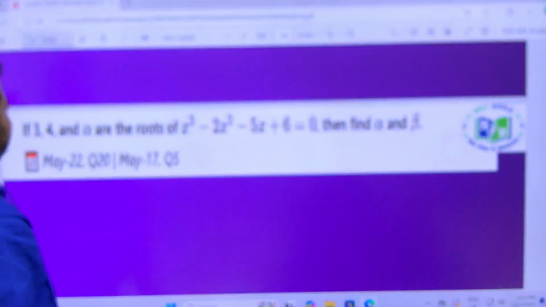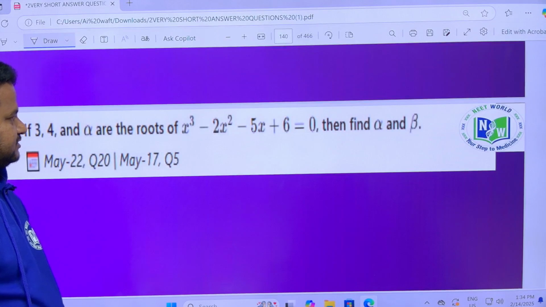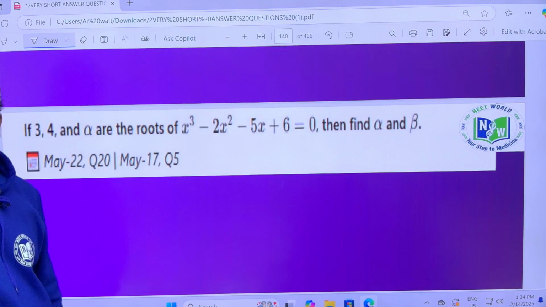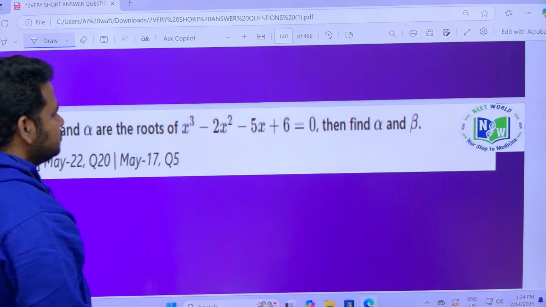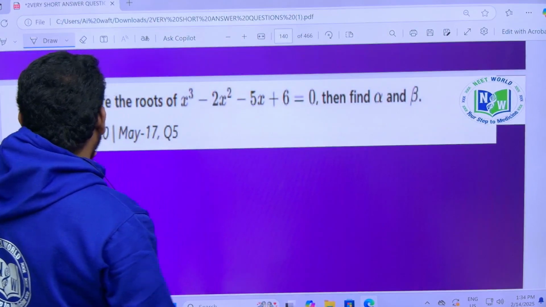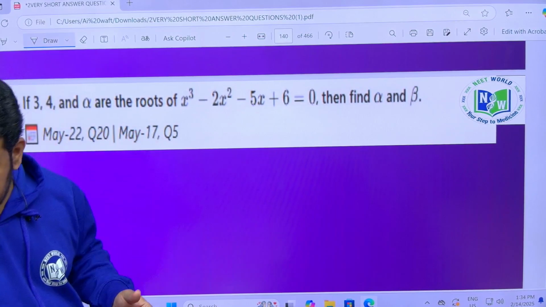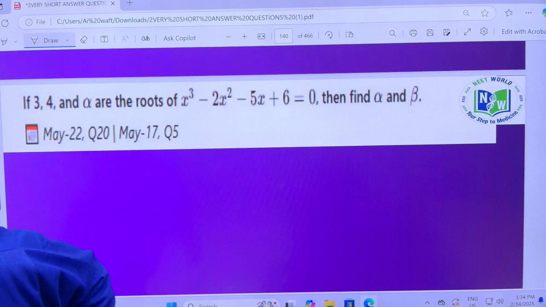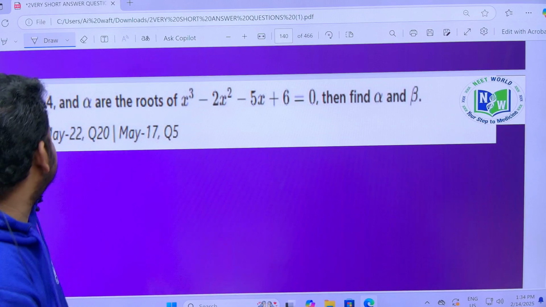If 3, 4 and alpha are the roots of the equation x cube minus 2x square minus 5x plus 6 is equal to 0, then find alpha and beta. Okay, then find alpha and beta. So this is the question. If 3, 4 and alpha are the roots of the equation, then find alpha and beta.